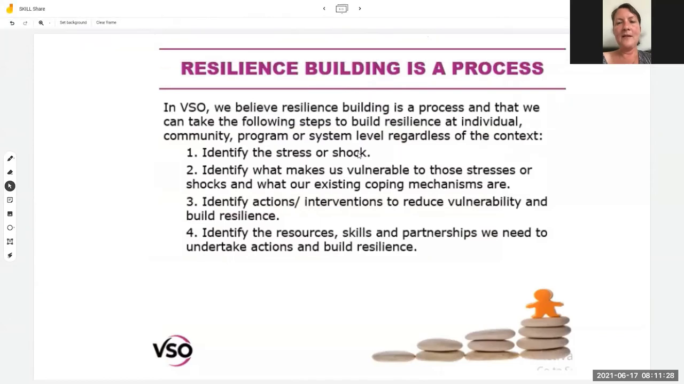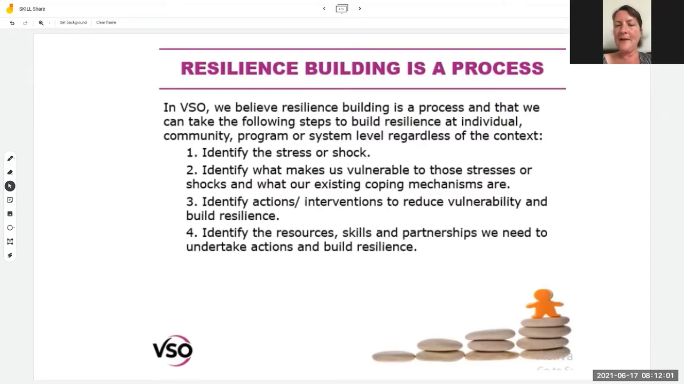Anybody can build their own resilience, and anybody can help others to build resilience of a school, of a health center, of a community, but there are some key steps that are the most important part of building resilience, some simple steps that we can all take, and we'll be taking those steps in this Skillshare session. So the first step is identifying what is the stress or shock we want to build resilience to. Our resilience to different shocks and stresses are different, so we need to focus on the stress that we want to build resilience to.